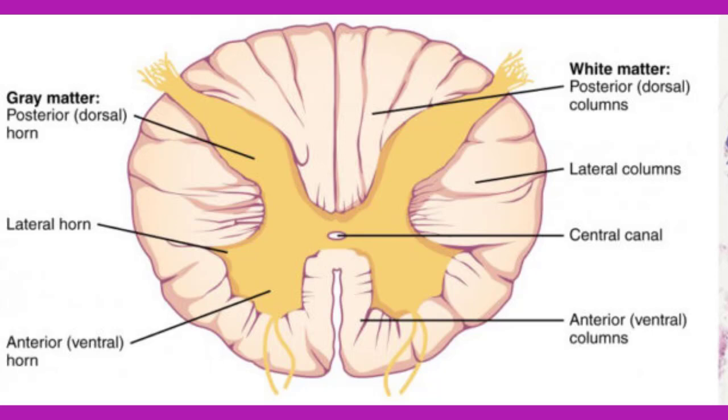The posterior columns are composed of axons of ascending tracts. The anterior and the lateral columns are composed of many different groups of axons of both ascending and descending tracts, the latter carrying motor commands down from the brain to the spinal cord to control output to the periphery.